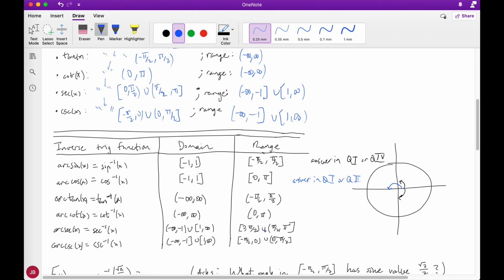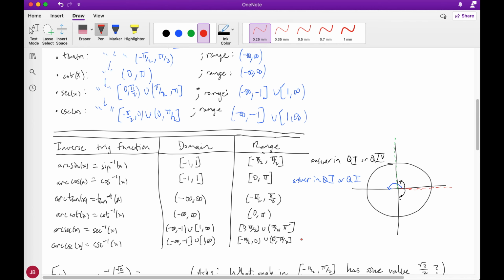And then the arc secant is essentially going to be what the arc cosine does, only you don't include the angle pi over 2. And then same with arc cosecant, only now you don't include the angle 0, but your answer is still in quadrant 1 or 4.